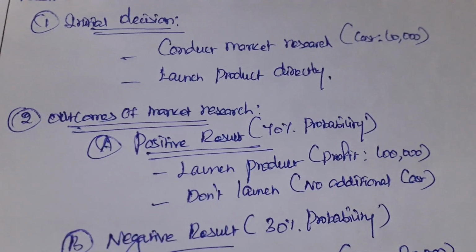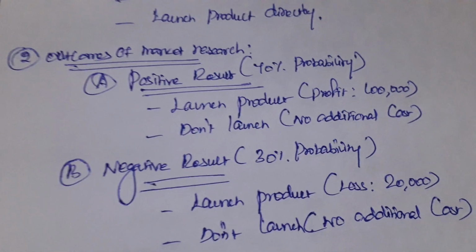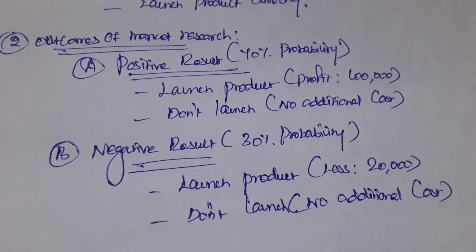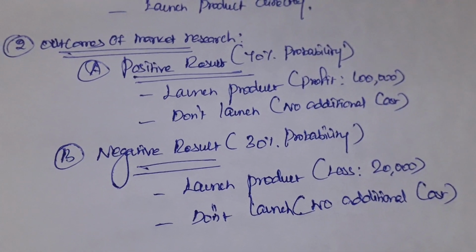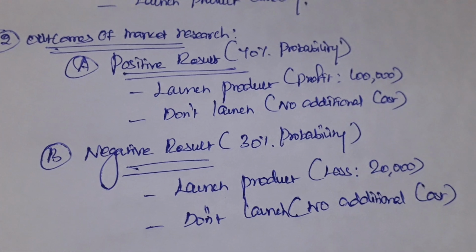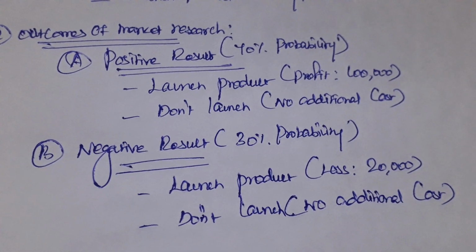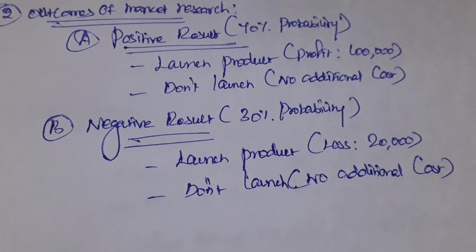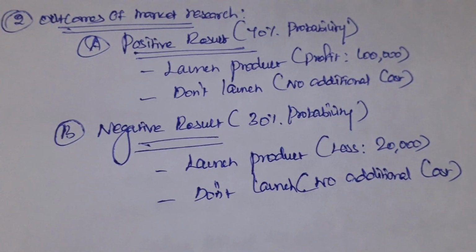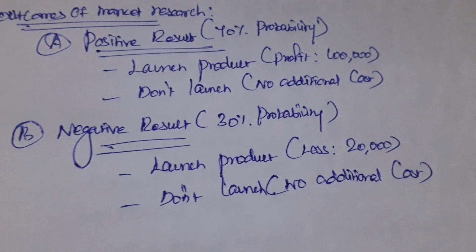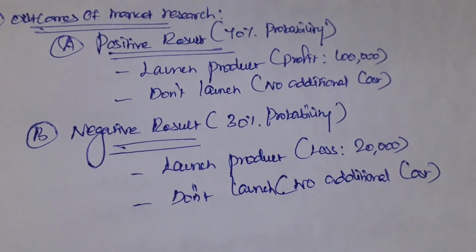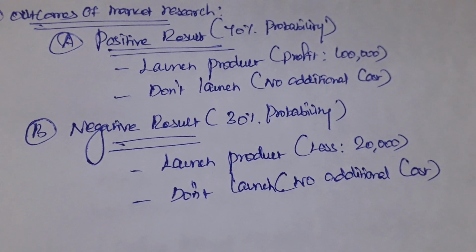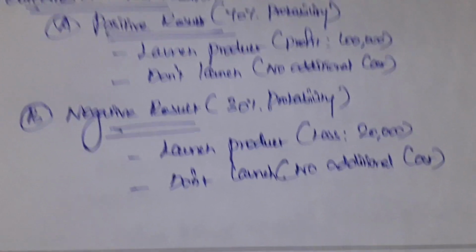Outcomes of market research: whether it is a positive result or a negative result. Positive result is 70% probability. Launch the product, the profit is 1 lakh. Don't launch, no additional cost involved. Negative result is 30% probability. If you launch the product, loss of 20,000. If you don't launch, then no additional cost.